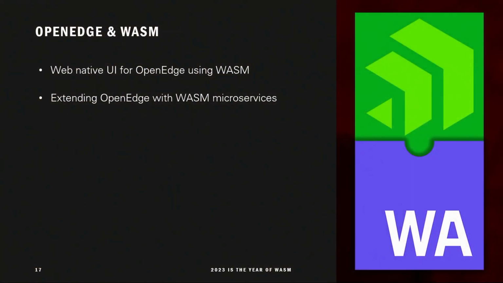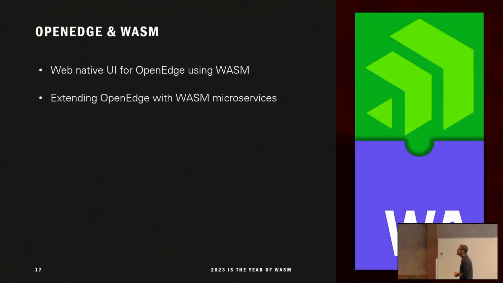Okay, so all of that's great, but I haven't talked about OpenEdge at all yet, really. How can we use these technologies from OpenEdge? Well, today there's two choices, really. You can build a web-native user interface for OpenEdge using WebAssembly, talking to a Progress backend, and you can also extend OpenEdge using Wasm microservices, and I'll give you a couple of examples of both.